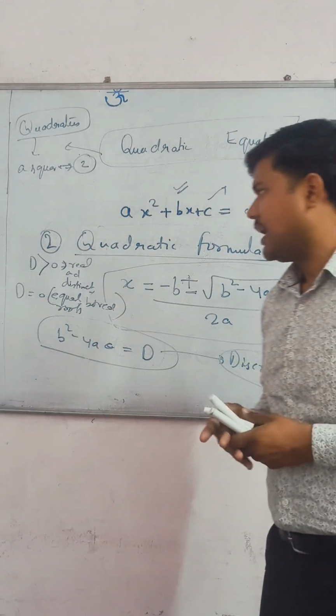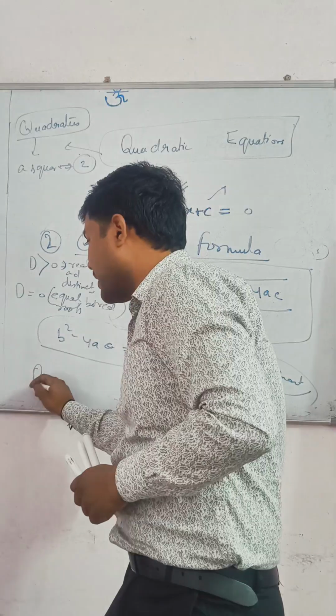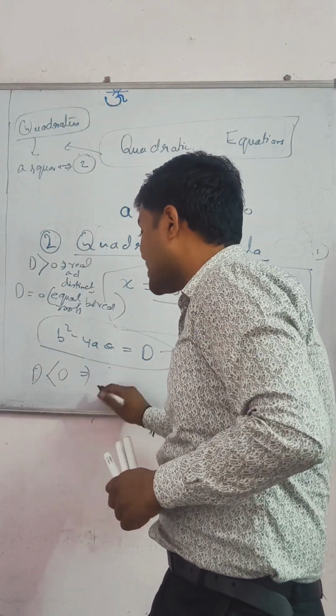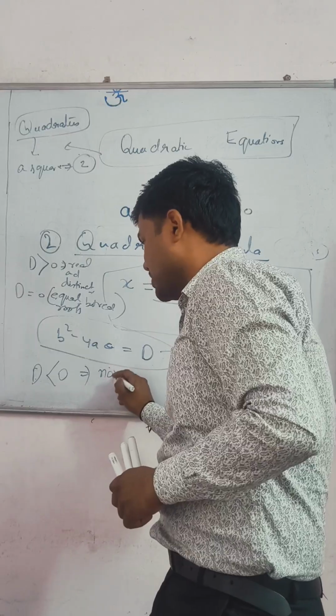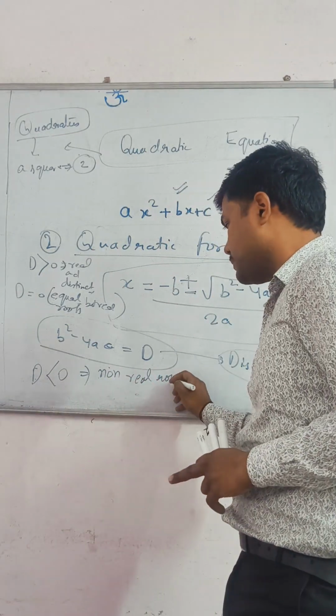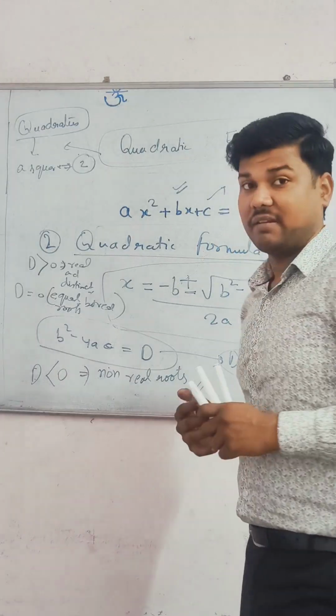And if D is less than 0, always remember, then you have complex roots, you can say non-real roots. If D is less than 0, then you have non-real roots. Always remember this.